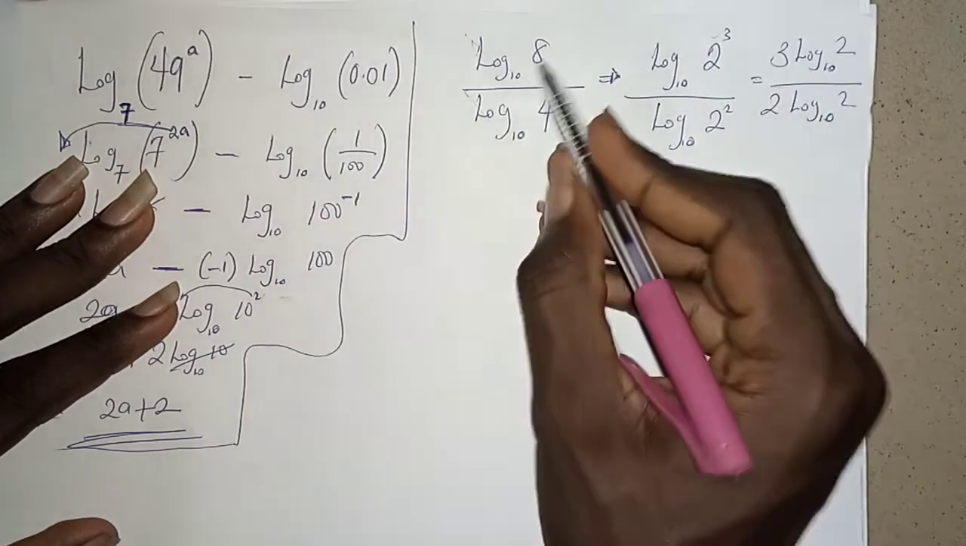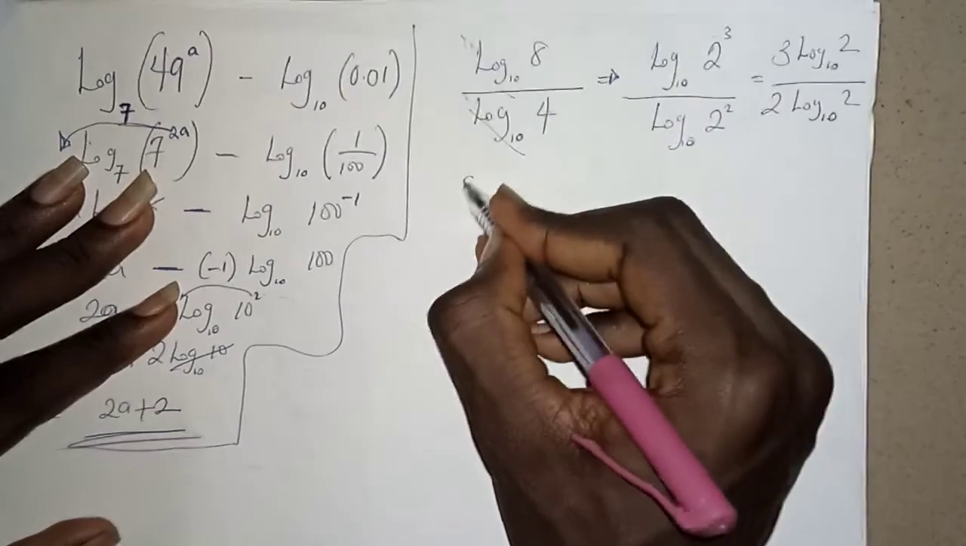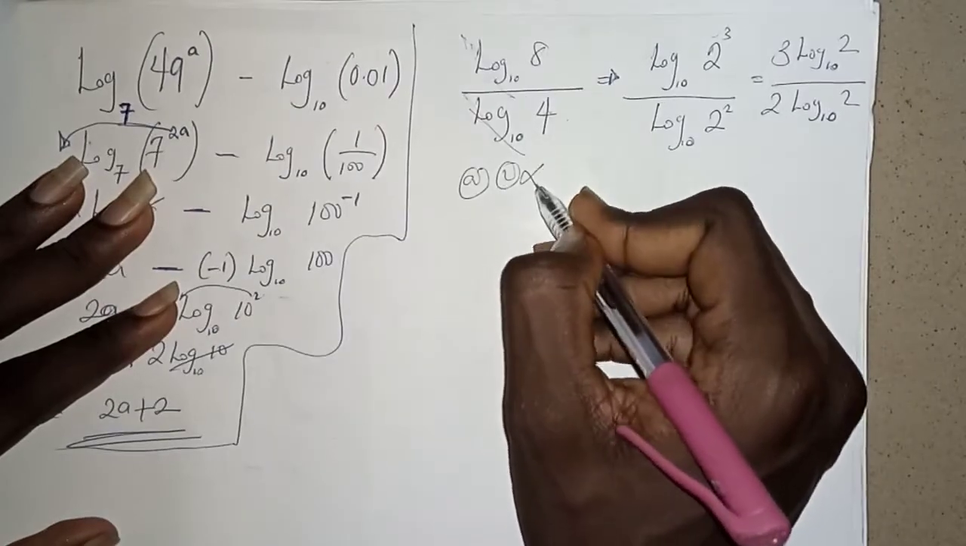So you have to be very careful. You can't cancel from here and say 8 over 4, then you say the answer is 2. The funniest thing is that you see 2 in the option, and that's very, very wrong.